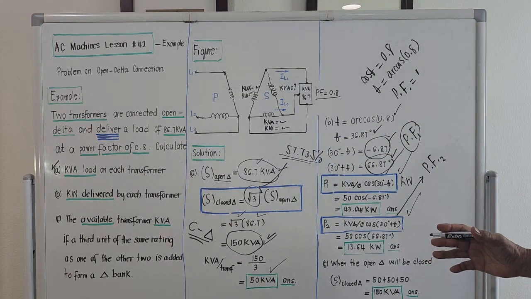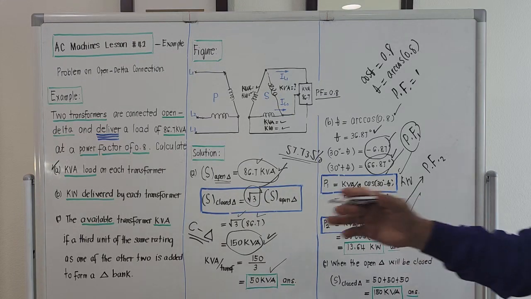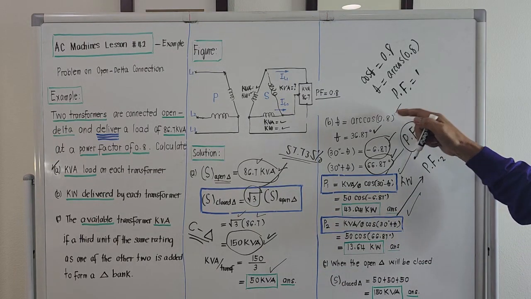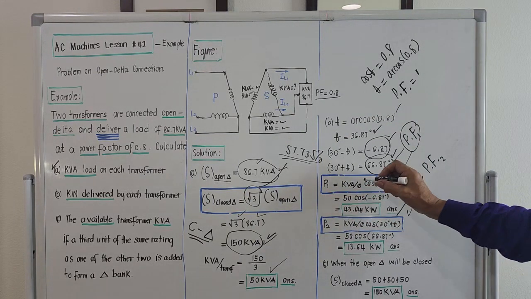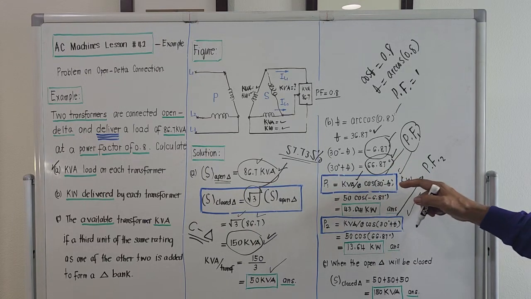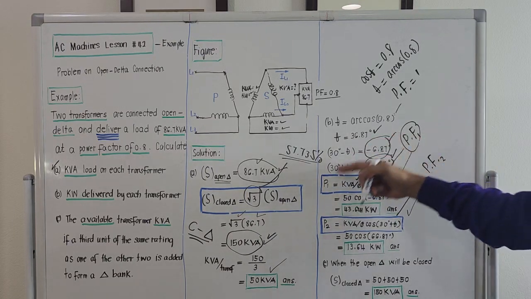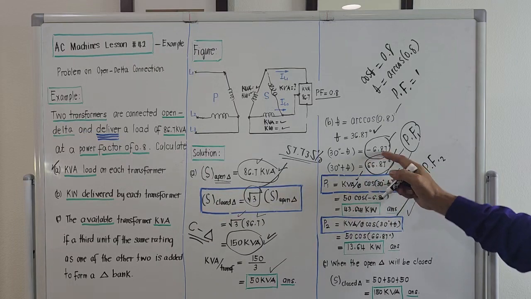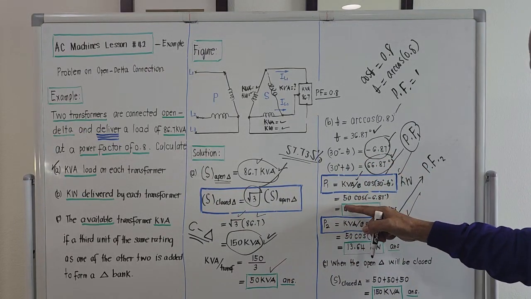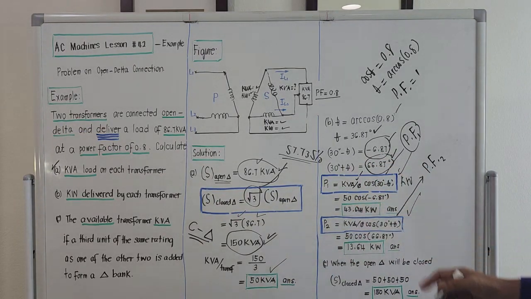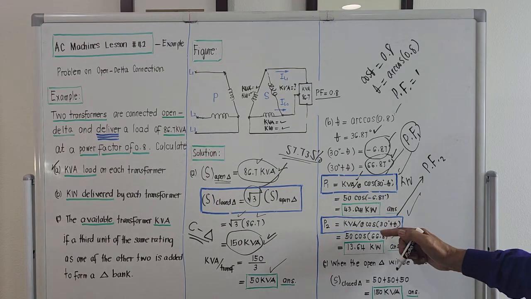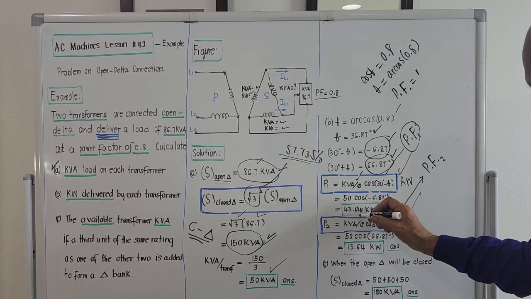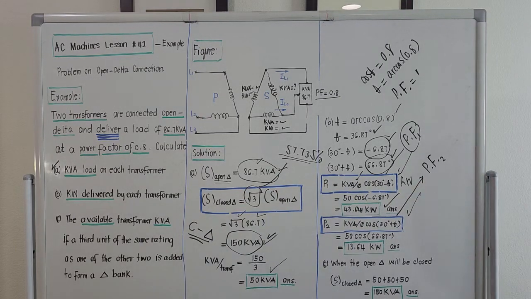So actually the total power delivered by each is different because the power factor is not 1. So P1 now will be kVA per phase times cosine of 30 degrees minus theta. Substituting values, kVA per phase is actually 50. 50 cosine of negative 6.87. The cosine of a negative angle is actually a positive value. So if we calculate this one, it is 43.641 kilowatts.